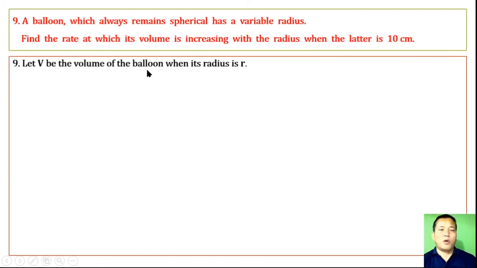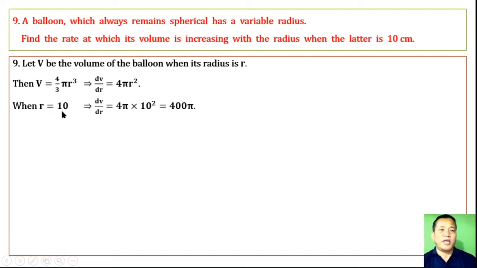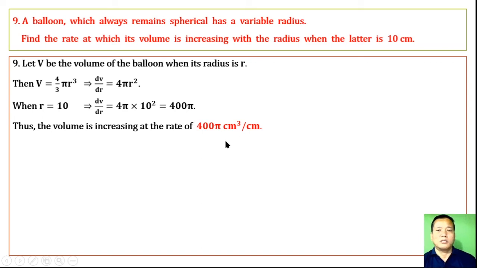Let B be the volume of the balloon when its radius is r. Then B is equal to 4 by 3 pi r cube. Differentiating both sides with respect to r, we get dB by dr equal to 4 pi r square. When the radius is 10, the value of dB by dr is 400 pi. Thus, the volume is increasing at the rate of 400 pi centimeter cube per cm.